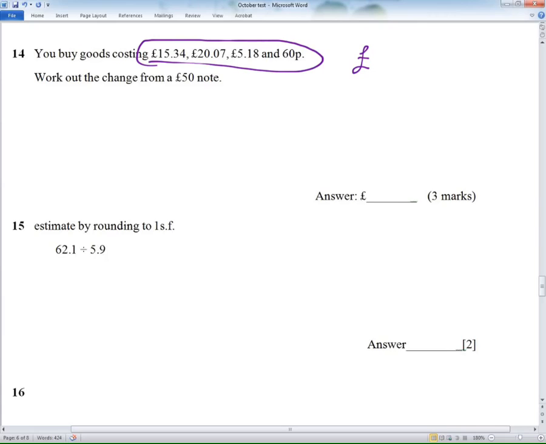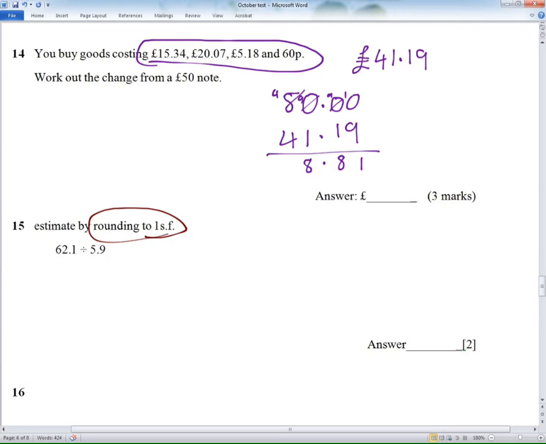I won't go through this question in too much detail. If you did this question wrong, it's probably because you didn't carry a 1 somewhere. So when you add these digits up, add these prices up, you should get 41.19. If you didn't, check your maths. When you do 50 subtract 41.19, you get £8.81.